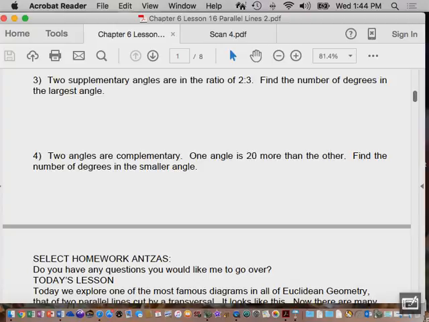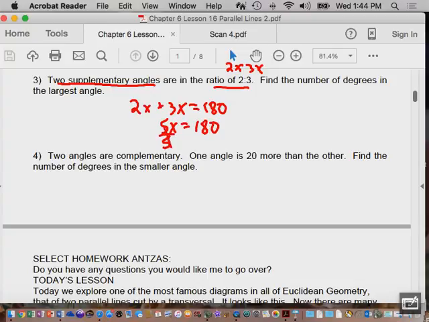But if we remember, early in the year we started word problems, we said, let's underline the important stuff. Two supplementary angles, ratio of 2 to 3. So as soon as you see ratio, 2x, 3x. It's supplementary, so 2x plus 3x is 180. Same side, same operation. 5x is 180. Divide by 5. x is 36. It says find the measure of the largest angle, or the degrees in the largest angle. That's the 3 guy. So 3x means 3 times 36, which is 108.